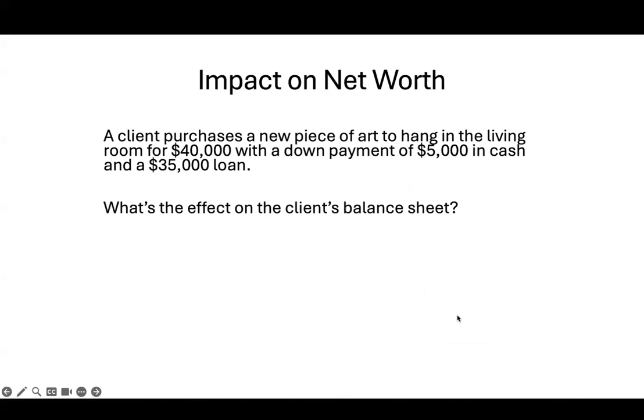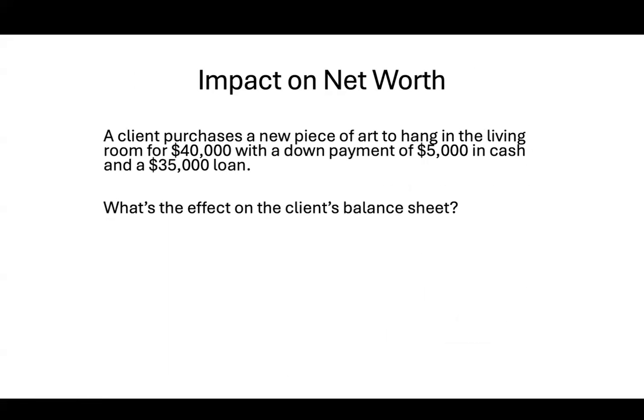All right, so let's look at an example and talk about what happens to net worth based on the transaction that we're observing. It says a client purchases a new piece of art to hang in the living room for $40,000 with a down payment of $5,000 in cash and a $35,000 loan. What's the effect on the client's balance sheet of this transaction?